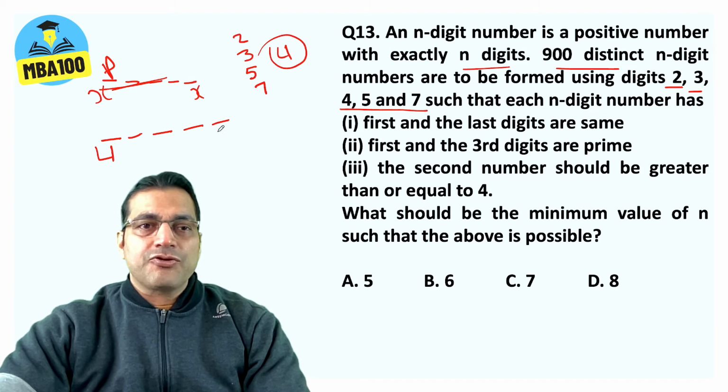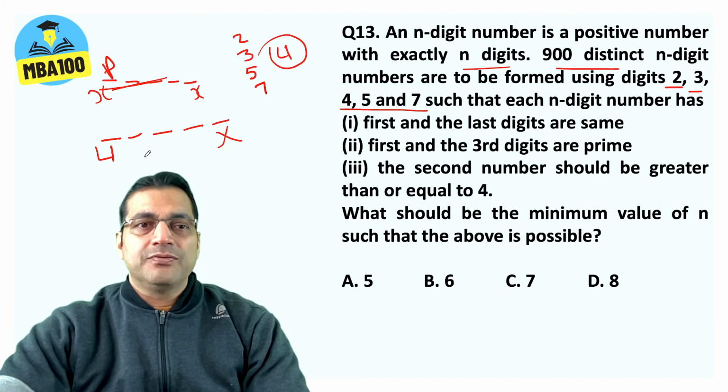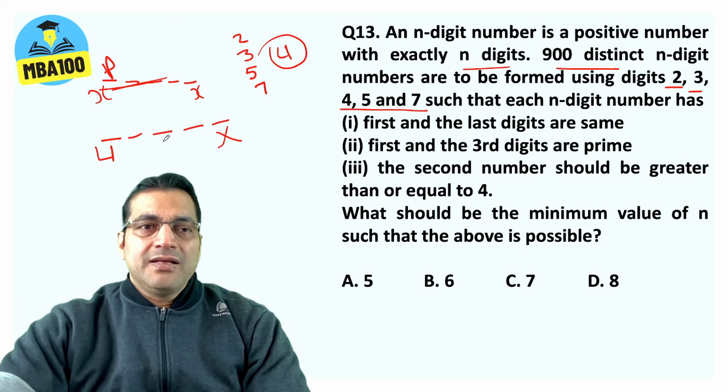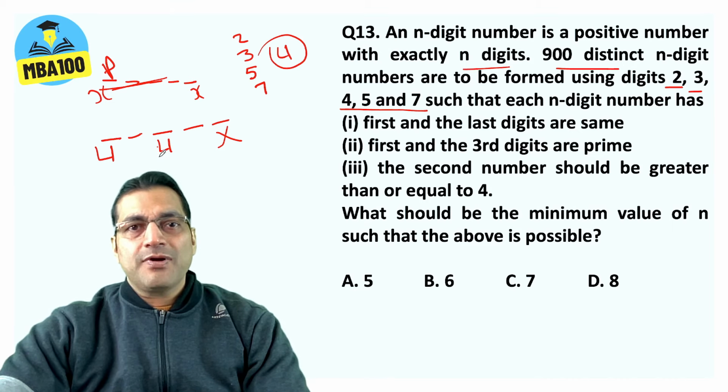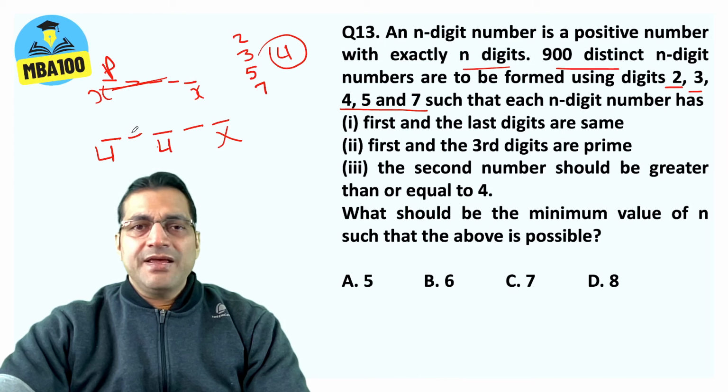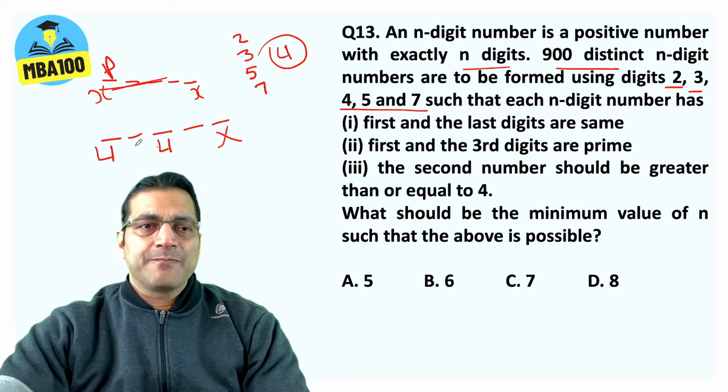Once you have filled this, you do not have a choice for this place, mind you. And this place can also be filled in how many ways? Only 4 ways. Why 4 ways? Because there are only 4 prime numbers here. What about this place? Here they are saying that the second number should be greater than or equal to 4. So how many choices do you have for this place? 3.